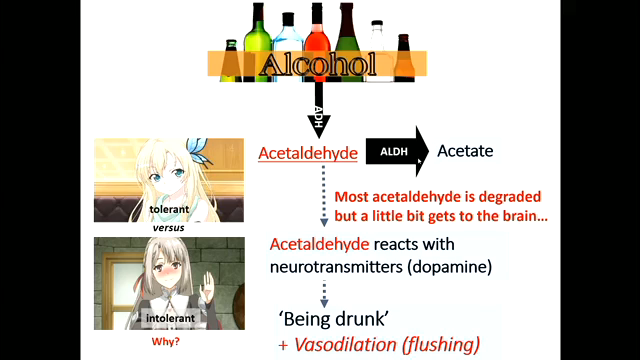So most of the acetaldehyde is degraded, but a little bit seeps through in the bloodstream and gets into the brain, and it's acetaldehyde that actually makes people drunk. It's not alcohol. The acetaldehyde is a very reactive molecule. It condenses with neurotransmitters like dopamine, and it produces neurological effects, and it produces the feeling of being drunk. It also produces vasodilation, and so you get flushing on the cheeks. You can see the top person here is tolerant, but the bottom one has flushing on the cheeks, and that's due to acetaldehyde.